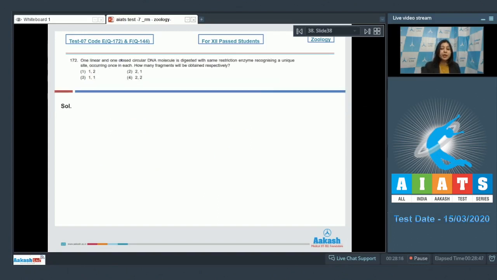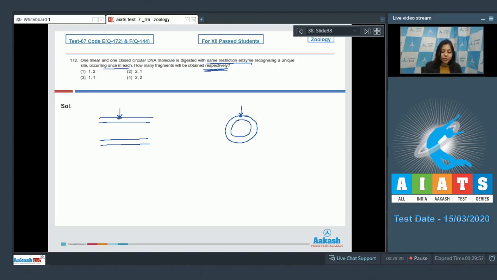Moving ahead to the next question. Question number 172. Let us read the question. One linear and one closed circular DNA molecule is digested with the same restriction enzyme recognizing a unique site occurring once in each. Here, students, this is one linear DNA strand and this is one circular DNA strand. The question says that these are digested with the same restriction enzyme recognizing a unique site. So, same site, right? Occurring once in each. In the linear DNA also, only once it is occurring. In the circular DNA also, only once it is occurring. How many fragments will be obtained respectively?